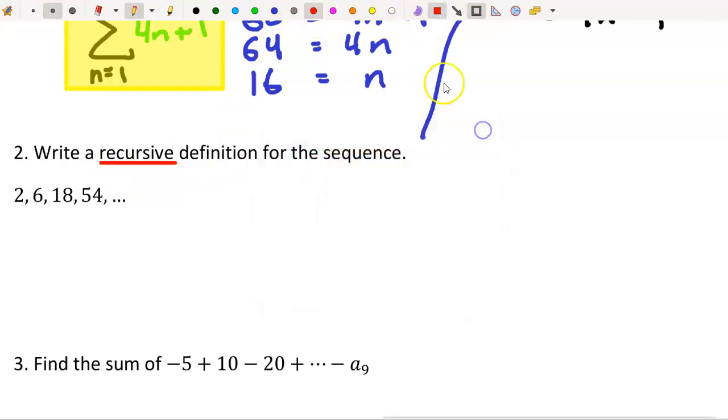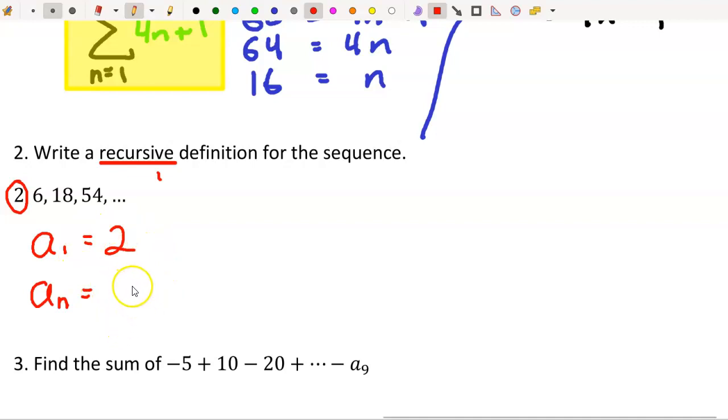So let's see what the format looks like. It's two parts. You have to have what the first term is. That's always a good thing to put down right away. It's the easiest part of the problem. And then here we're going to have to say every term is going to be related to the previous term.